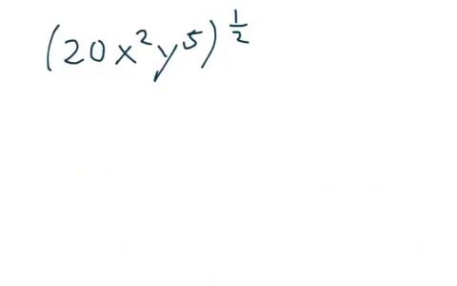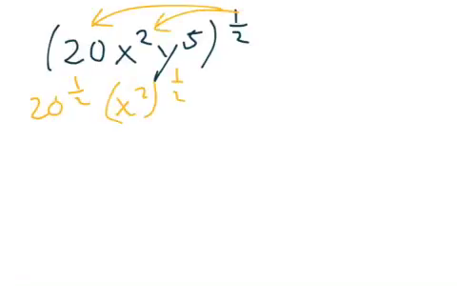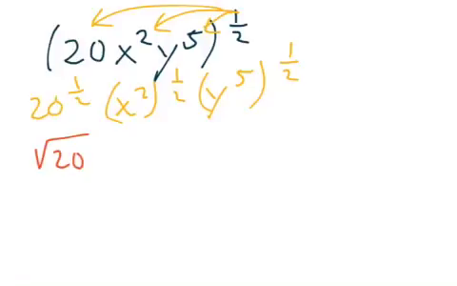Okay, let's take a look at this one. So we're going to approach it the same way. We're going to do 20 to the 1/2. We have x squared to the 1/2. We have y to the 5th to the 1/2. Okay, next thing, isn't 20 to the 1/2 the square root of 20? Isn't the x's going to be x to the 2/2, which is just simply 1? And aren't we going to have y to the 5/2?